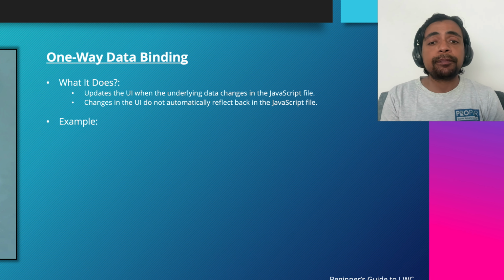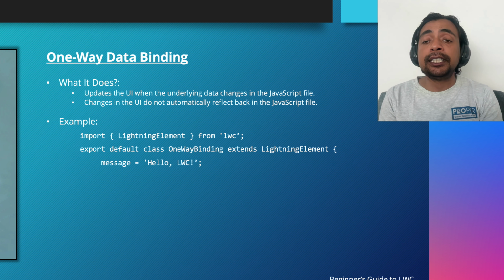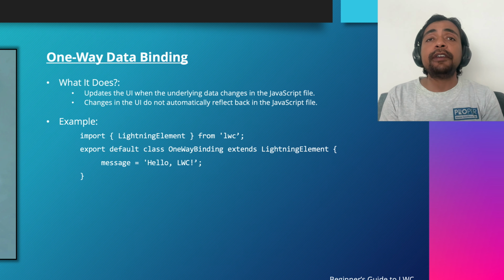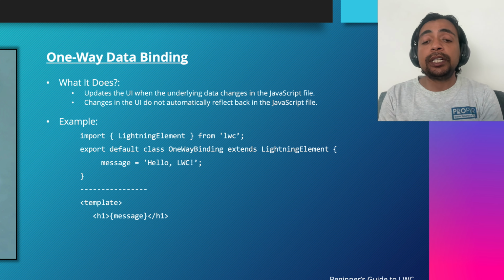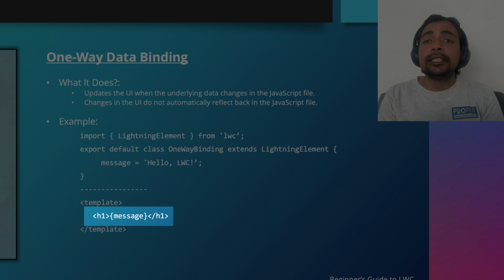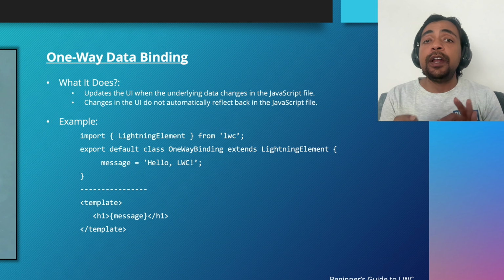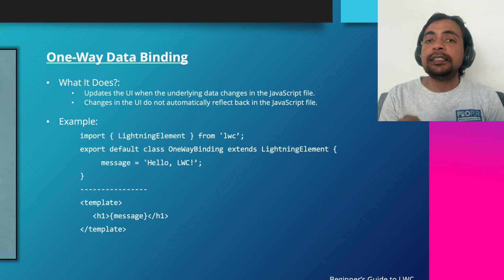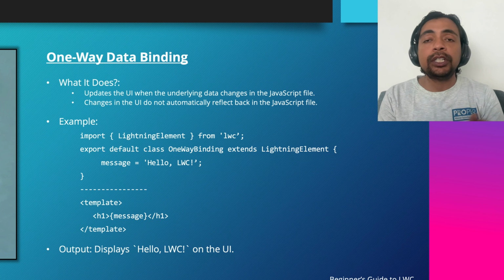Because the data is traveling in one direction only, it is known as one-way data binding. An example is, as you can see here, in the JS part of the LWC, we have assigned hello LWC to a message variable. In the HTML part, you can see that the message variable is shown on the user interface. If we make any change in the backend, that change will reflect on the UI. This is the best example of one-way data binding. If you run this, you will get an output of hello LWC on the user interface.